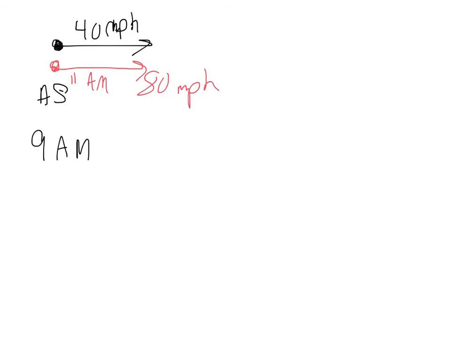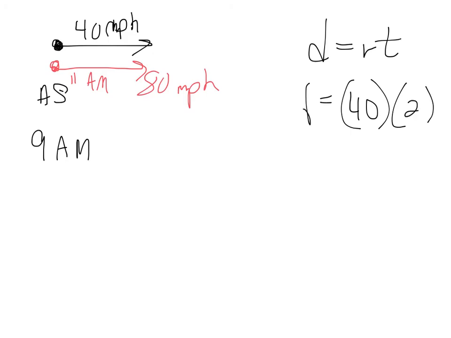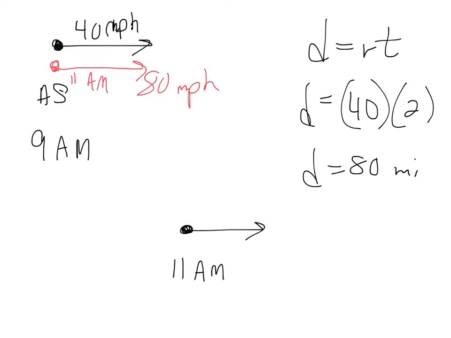Okay, so now we've got this gap of 80 miles. And you got that because of distance equals rate times time. A rate of 40 miles per hour for 2 hours gives me a distance of 80 miles. Okay, again, from 9 a.m. to 11 a.m., that first train has already gotten a head start at 40 miles an hour, so it's at an 80 mile mark. So now let's put the first train here at 11 a.m. and the second train here at 11 a.m. But again, this train is traveling at 80 miles per hour, whereas this train is traveling at 40 miles per hour.